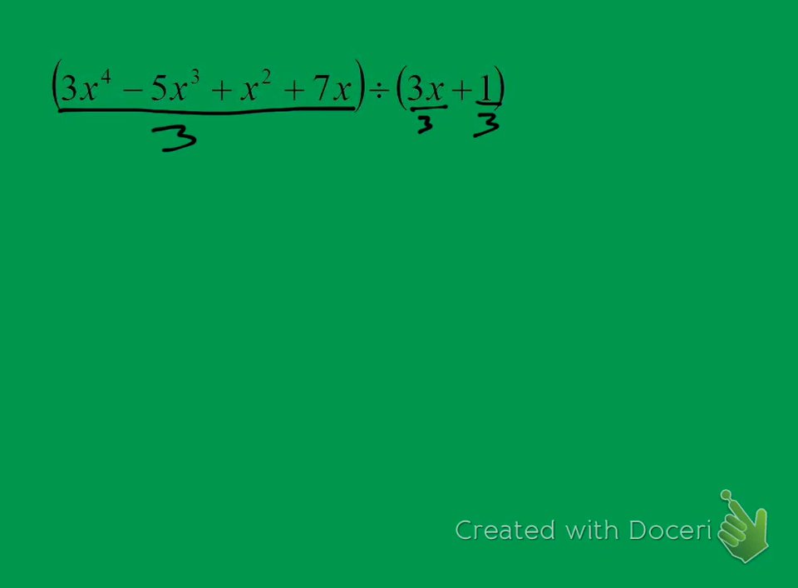To turn your problem into x to the 4th minus 5/3 x to the 3rd plus 1/3 x squared plus 7/3 x plus 0. Okay, let's just get it in there right now. Divided by x plus 1/3.